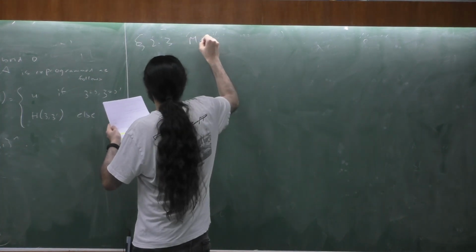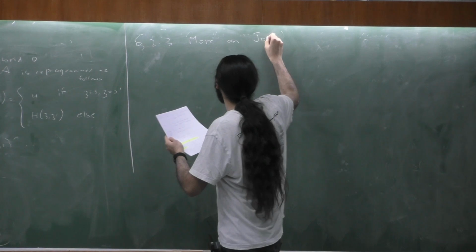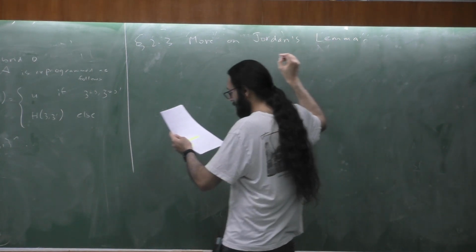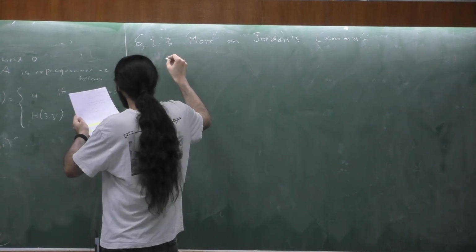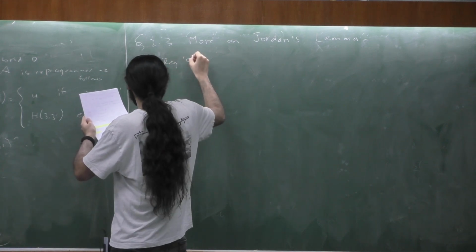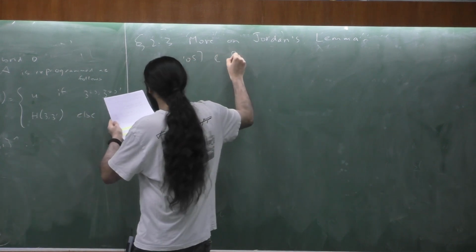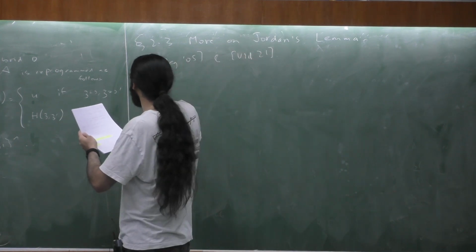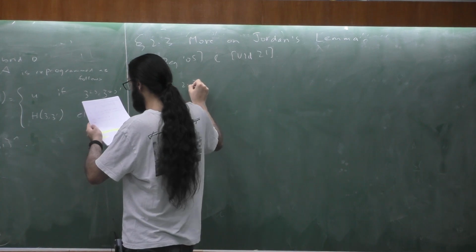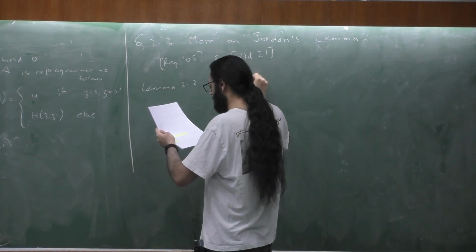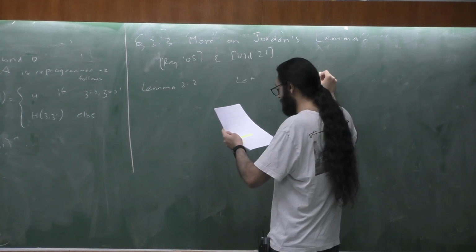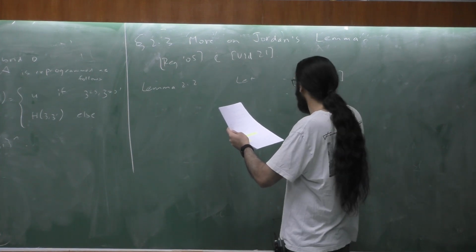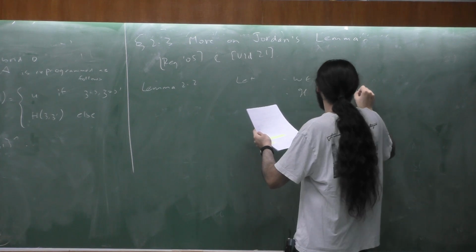2.3 is more on Jordan's lemma. So they've adapted it from Regev's paper and some notes from Thomas. What does it say? It says the following. So you have lemma 2.2. Let W be a number between 0 and 1. H be a finite dimensional Hilbert space.